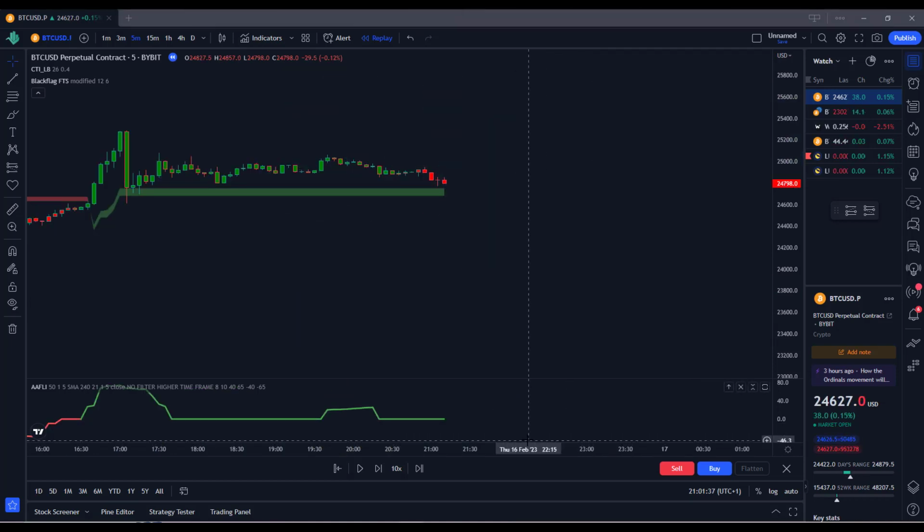Alright guys, now let's explain the short position. For the short position it's exactly the same, but then vice versa. So 3 things need to happen before we can take a short position. First things first is the candles need to turn red. Second is the coral indicator, the black flag indicator also need to turn red. So wait for this to turn red and here.